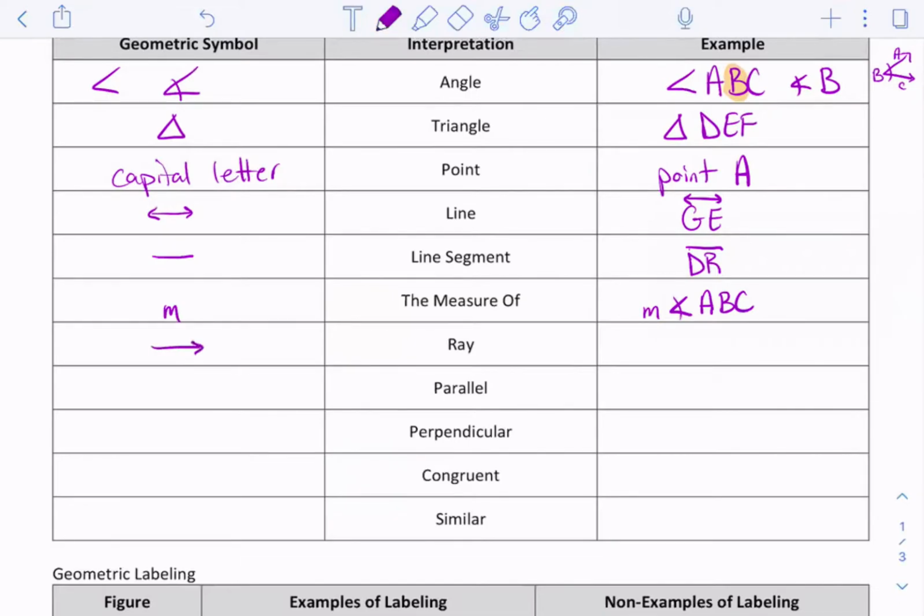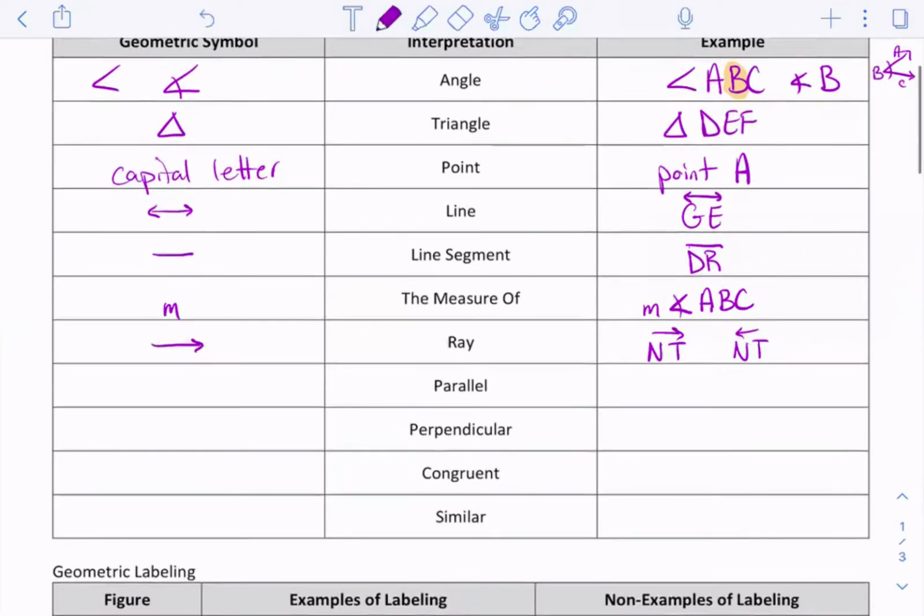Ray. A ray looks like this or the other way. So I might have ray NT, or it might be this way. Notice how the difference is here. It starts from the end and goes to the T, and here it goes from the T to the N.